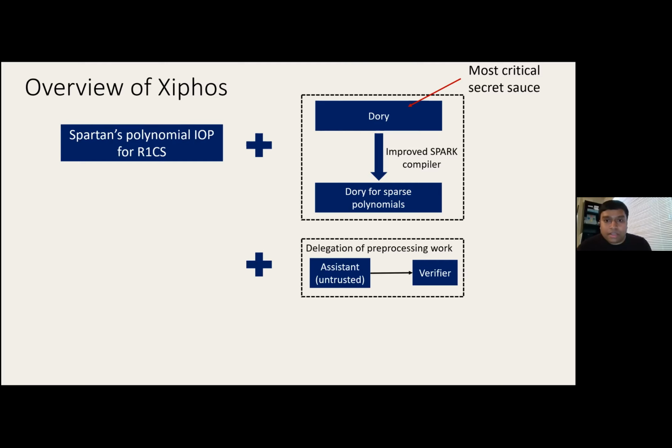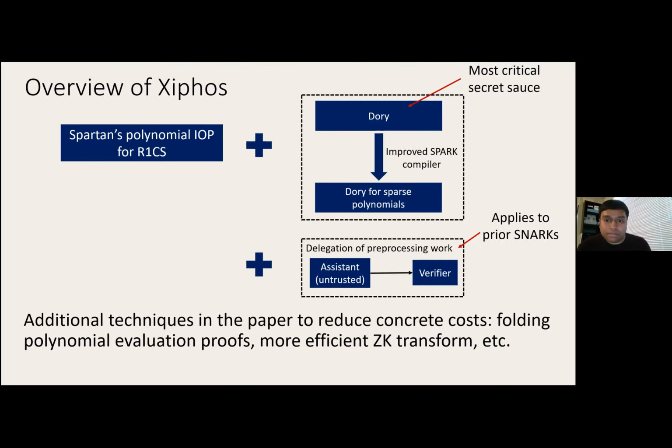And we also have a technique that allows the verifier to delegate pre-processing work to some untrusted entity, which we call an assistant. And it turns out that this technique applies to any other transparent zkSNARKs that we know of. So I think this technique itself is general on its own. There are also some other techniques in the paper that I'm not going to go into details of.